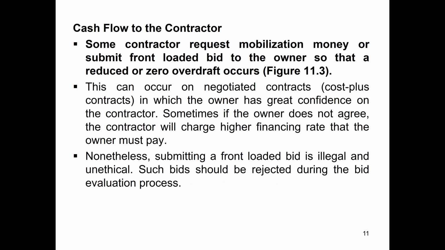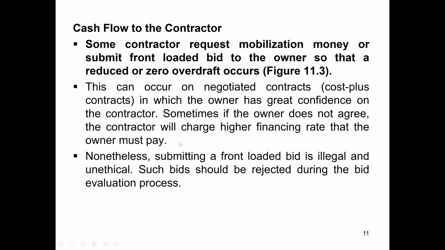Cash flows to the contractor. Some contractors request mobilization money or submit a front-loaded bid to the owner so that overdraft is reduced or zero. Sometimes contractors ask the owner for a mobilization advance, or they submit a front-loaded bid, which would be unethical. Some contractors do this to make their cash flow positive as soon as possible, so that they can avoid overdraft from the bank, on which they usually have to pay interest. This can occur on a negotiated contract. Owners are usually ready to pay this kind of mobilization advance on a negotiated contract, or what we call cost plus contracts, in which the owner has great confidence in the contractor.